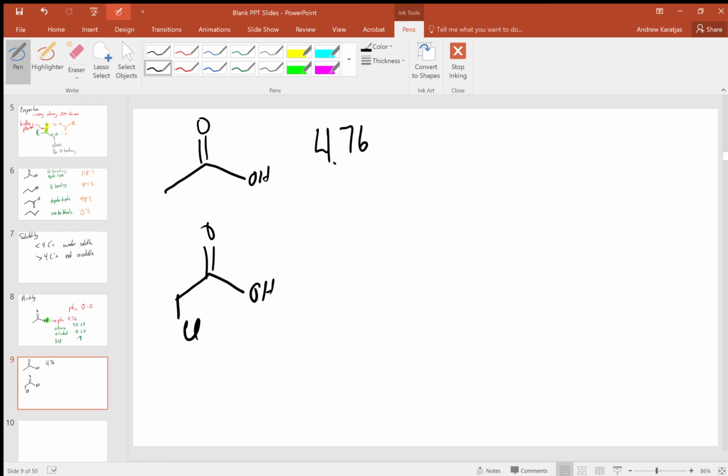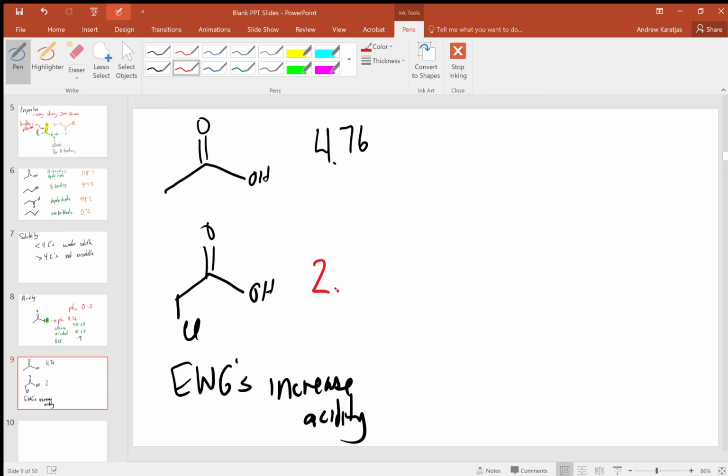What happens if we put a chlorine on there? Chlorine, we know, is an electron withdrawing group. And in general, electron withdrawing groups increase acidity. So the pKa of this compound is 2.86. So almost 100 times more acidic by adding that electronegative atom.